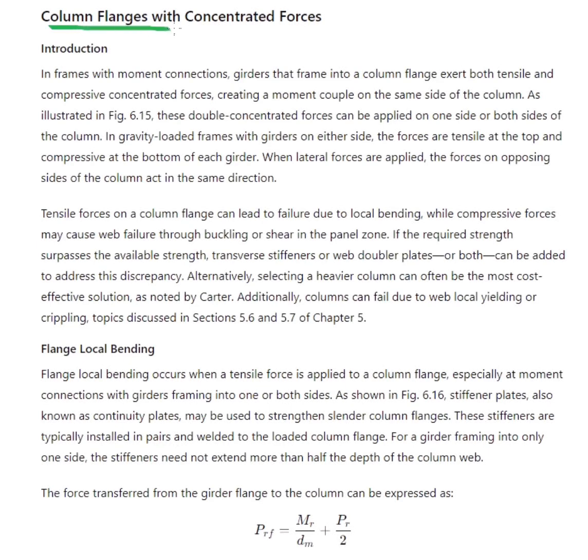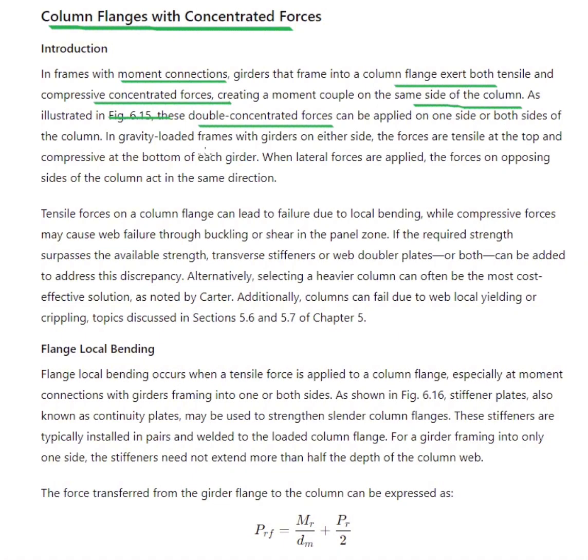Today we will discuss column flanges with concentrated forces. In frames with moment connections, the girders that frame into the column flange exert both tensile and compressive concentrated forces, creating a moment couple on the same side of the column. This we can see in the figure. These double concentrated forces can be applied on one side or both sides of the column.